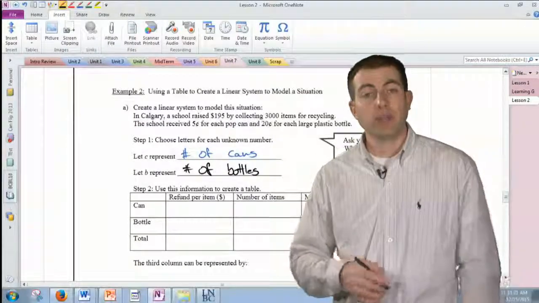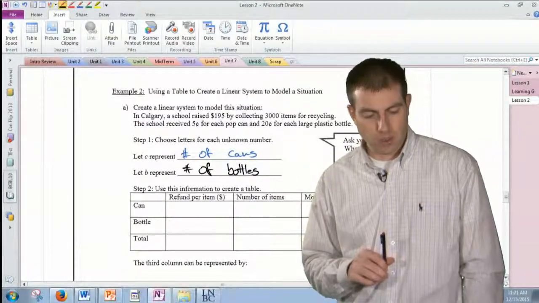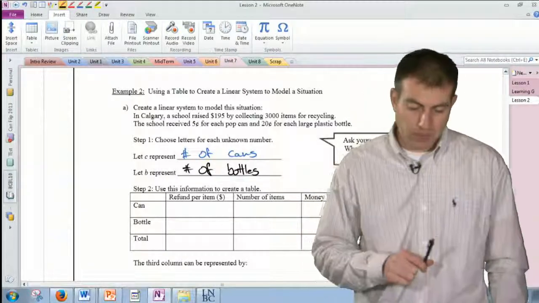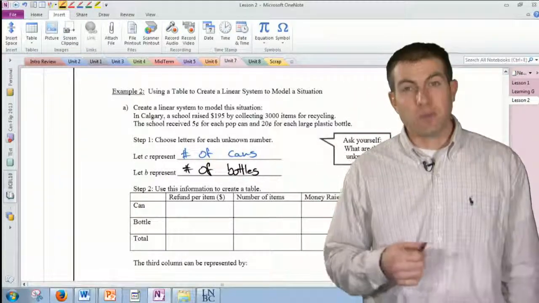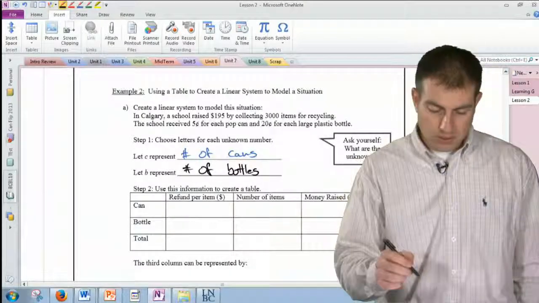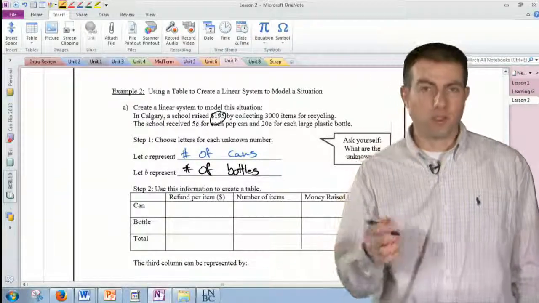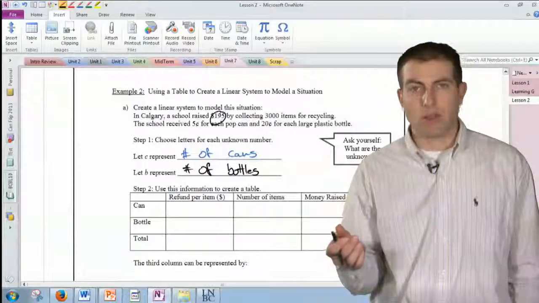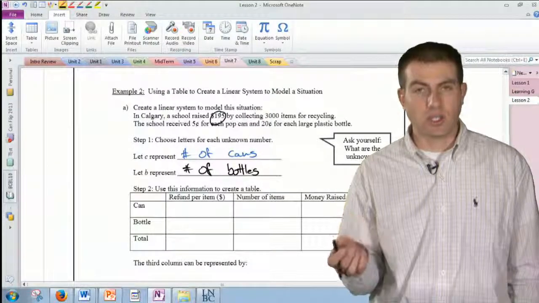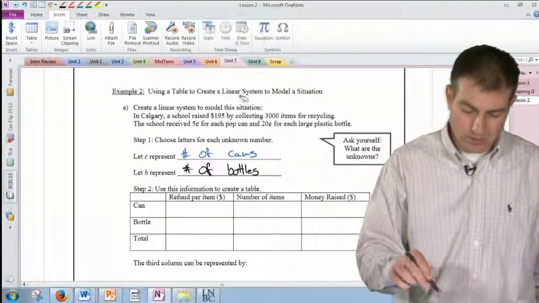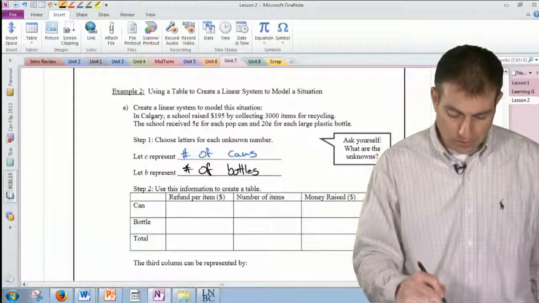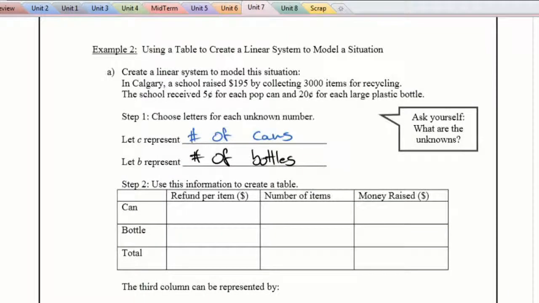So we're given that, and then we're given some information as well. Refund per item. Instead of doing everything in cents, it'd probably be easier to do everything in dollars, because we have $195 in the question, and each can is 5 cents, each bottle is 20 cents. We don't want to convert $195 into cents. It would just be kind of weird. So I'm going to say each can is $0.05, and each bottle is $0.20.